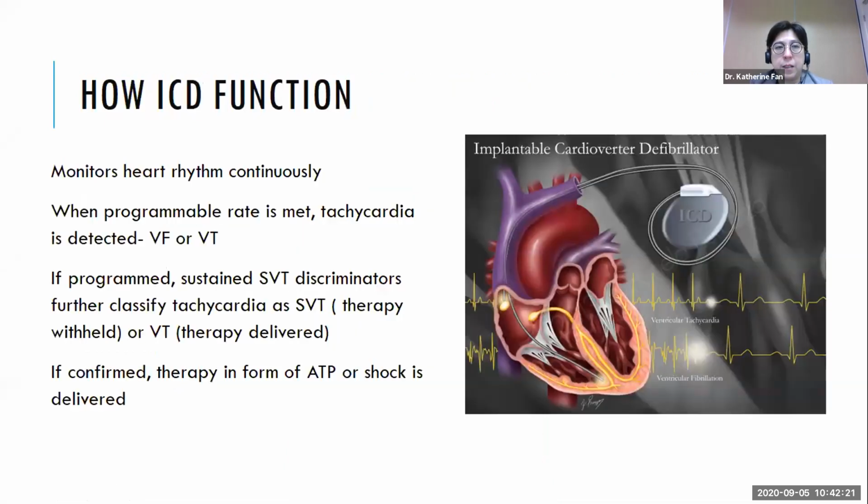And how the ICD function will go into more details either today or in the subsequent lectures about 2 weeks later. But very briefly, it monitors the heart rhythm continuously. And when the programmable rate is met, or what the physician defines as tachycardia, it will detect it as either VF or VT. If programmed, and the sustained SVT discriminator is on, it will further classify the tachycardia as SVT or VT, and if confirmed, the therapy in the form of ATP or shock is delivered.